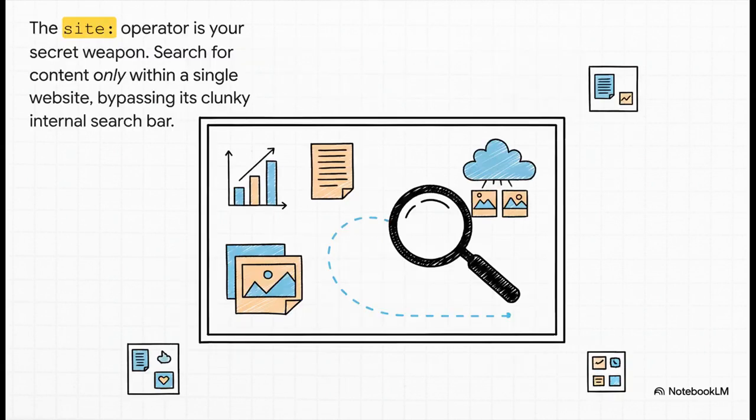The site operator is your secret weapon for research, for sure. Instead of trying to use some clunky search bar on a specific website, you can just use Google's power. Typing site:gov.uk, quote, social media statistics will only bring back results from government websites that mention that exact phrase. It is so much more efficient.